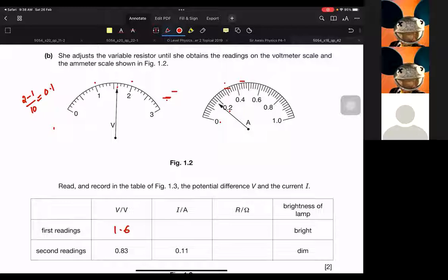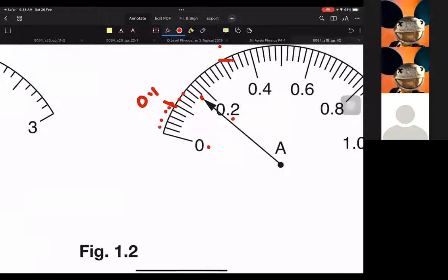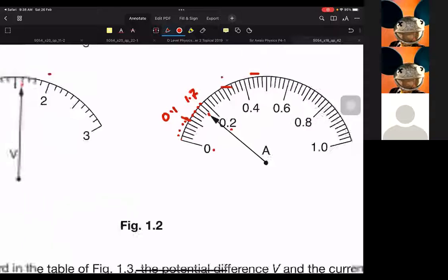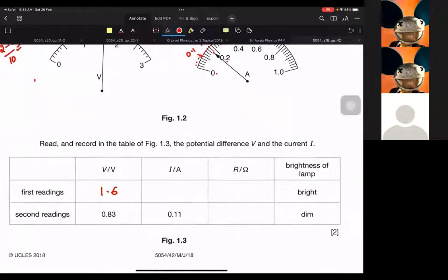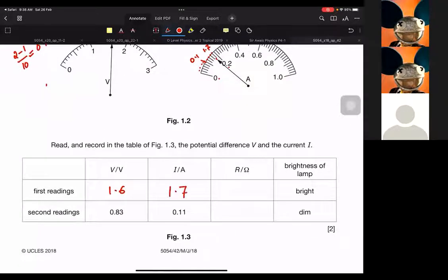And you can then count it. 0.02, 0.04, 0.06, 0.08, 0.10, 0.12, 0.14, and this is somewhere in the middle, by the way. So 0.12, 0.14, 0.16, 0.18. So this has got to be 0.17 then. So I'm going to write 0.17 here.